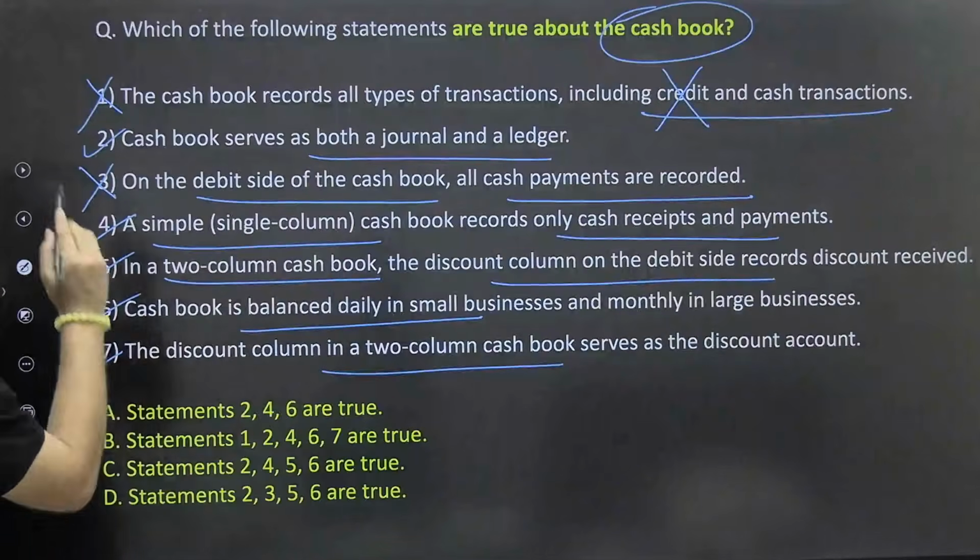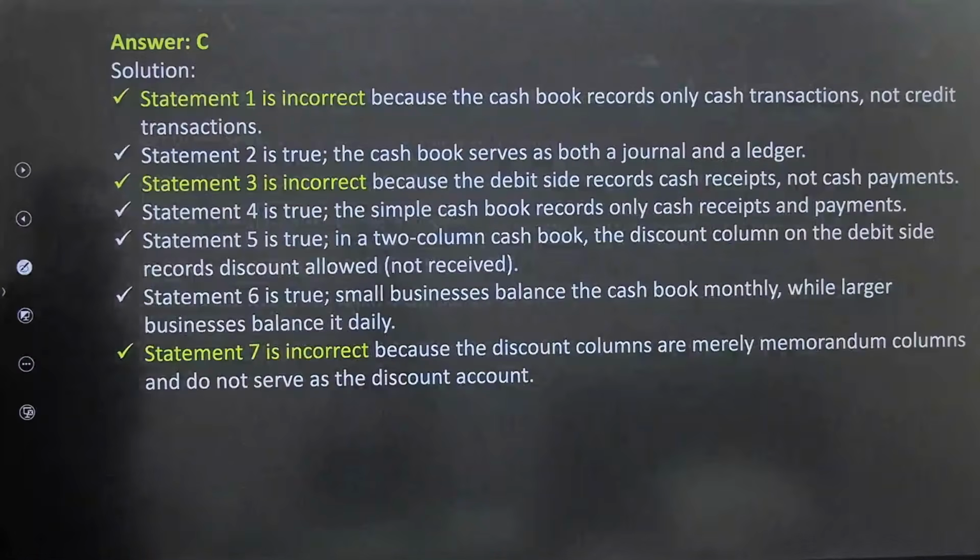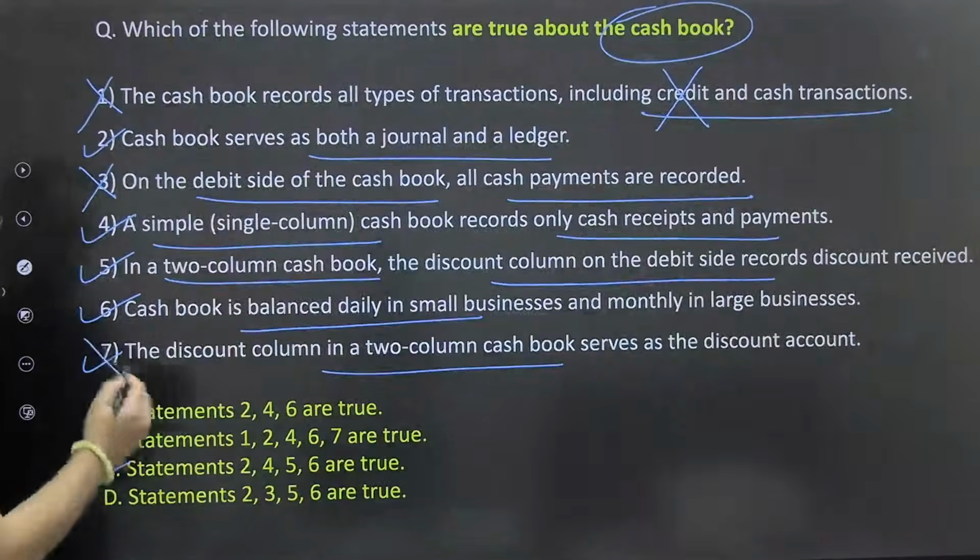Sorry, incomplete. 2, 4, 5, 6. Do we have 2, 4, 5, 6? So C should be the right answer for this one. Yes, so C is the right answer. That means it is wrong. First, we'll check this one.